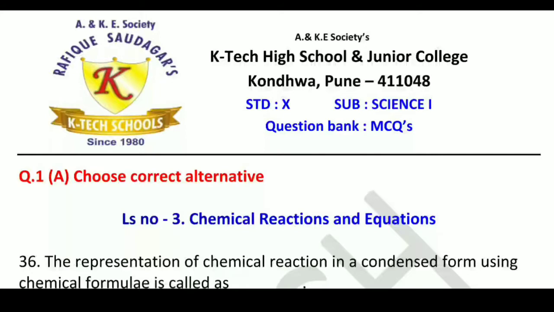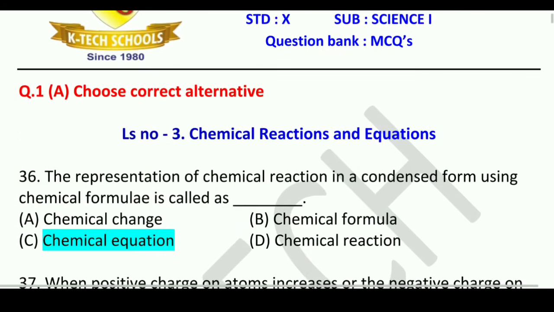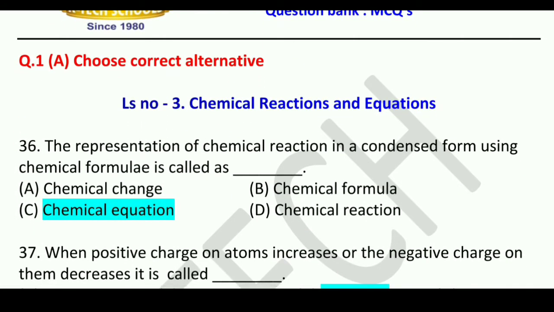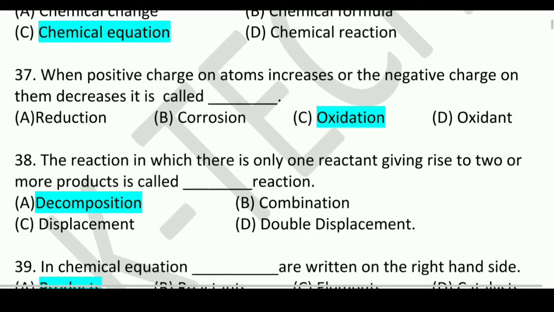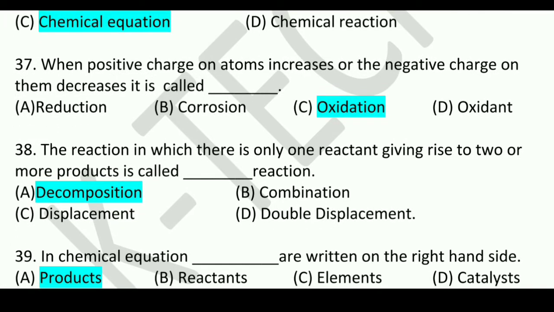Question number 1A, choose the correct alternative. We will start these MCQs of lesson number 3, chemical reactions and equations. The representation of a chemical reaction in a condensed form using chemical formulae is called as dash. Correct answer is chemical equation. Next, when the positive charge on an atom increases or the negative charge on it decreases, it is called dash. So what is the answer, children? Answer is oxidation.